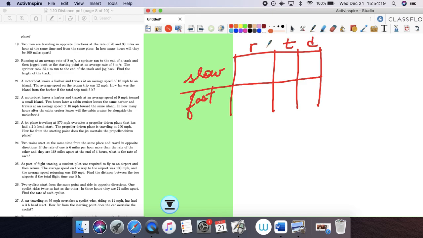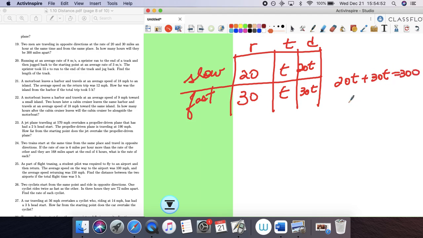RTD. The slow guy is traveling at 20 miles an hour. The faster guy is traveling at 30 miles an hour. They're going in opposite directions, and time-wise, we don't know. So we want to know how long will it take for them to be 300 miles away from each other. So distance will be 20t here. This will be 30t. So it's saying that when will the distance of the slow guy plus the distance of the faster guy equals 300.